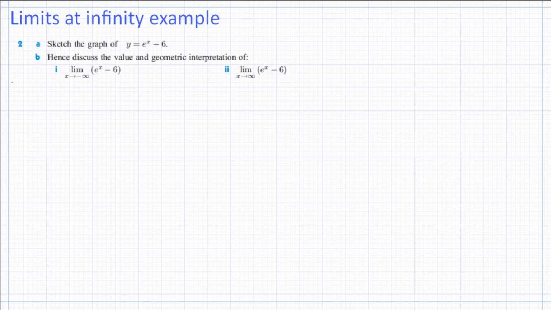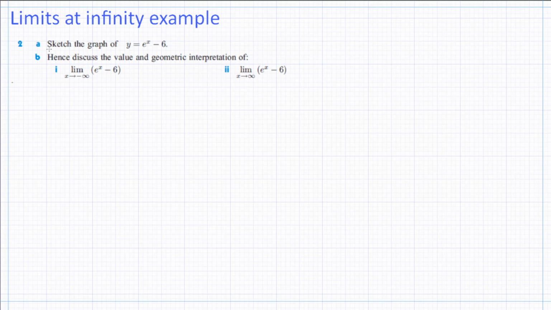Good morning, everyone. So before we start, I would like to just go through one of the questions that I set for you yesterday. Some of you told me that this was a hard one, so let's take a look at it because it probably looks harder than it actually is.